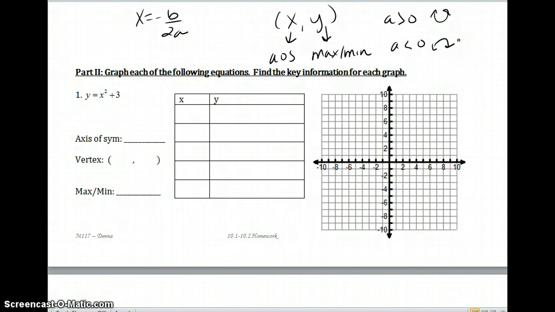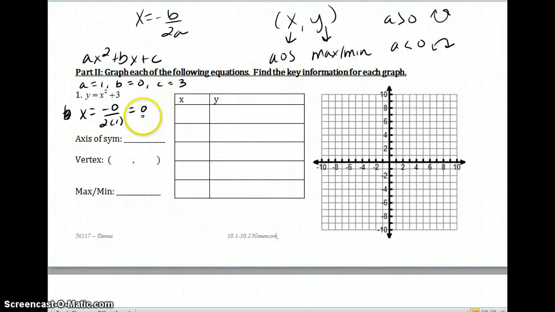All right, so let's go ahead and get started. Let's go ahead and find the vertex of the very first one. So A equals 1, B equals 0, and C equals 3. Remember that these values are coming from the quadratic equation. Okay. So B is going to be 0, so x equals negative b over 2a, which is just 0. Plug that back in, and you get y to be 3. So your vertex is 0, 3.